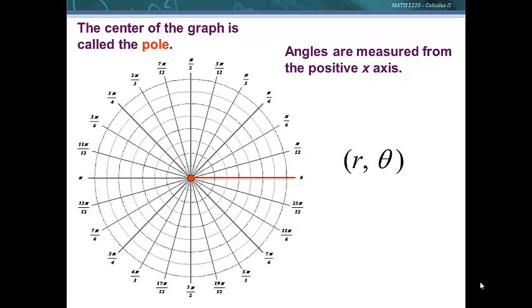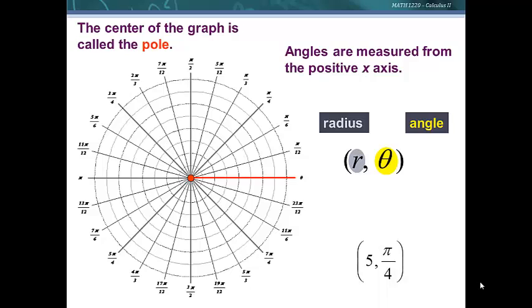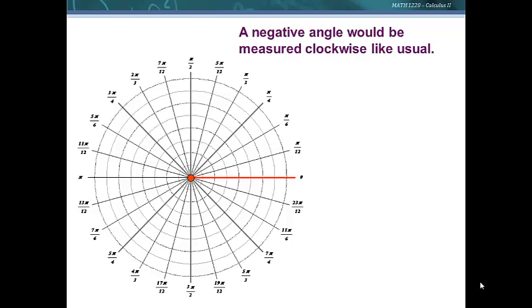So if we had the point (r, theta), r being the radius and theta being the angle, I'm going to swing around counterclockwise, find the terminal side pi over 4, and then I'm going to count out 5 and put my point. Now, if it were a negative angle, as we did with trig, we would measure it clockwise. So I would go around negative 3 pi fourths, make my terminal side, and then count my radius of 3 and put my point.